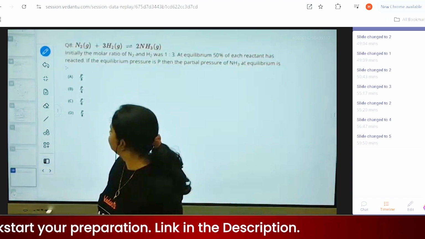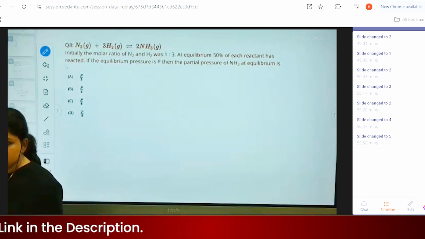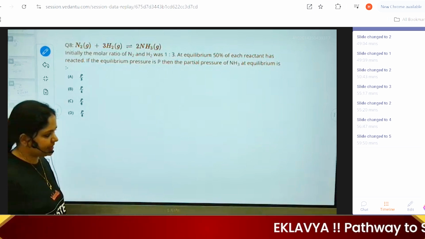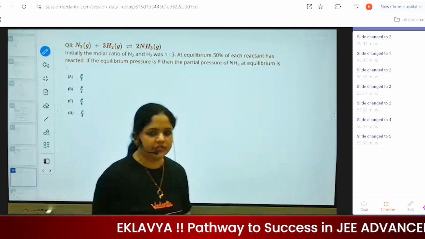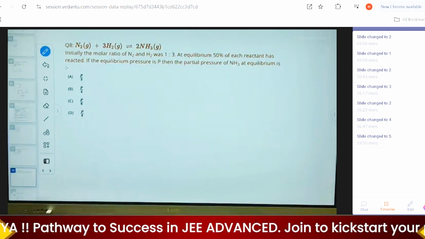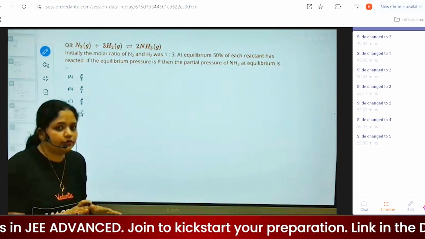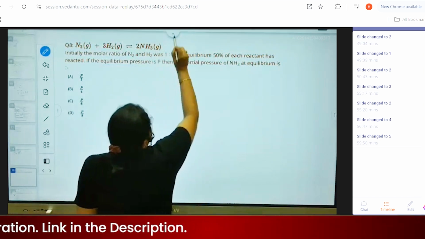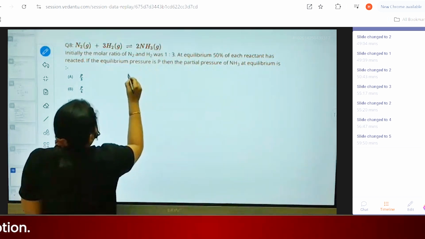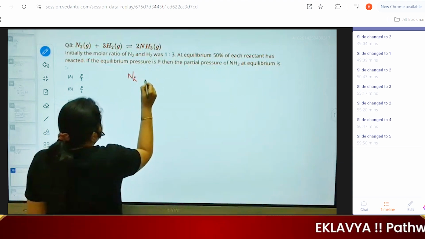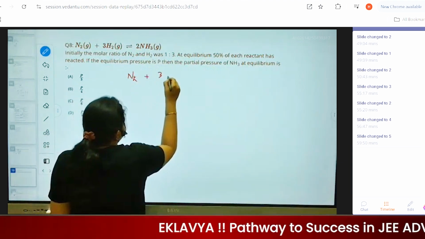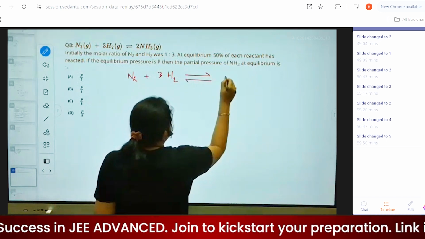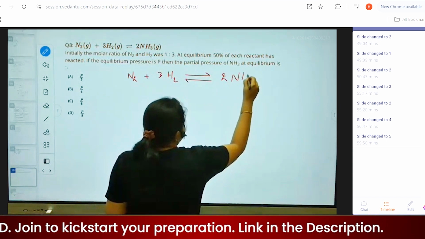Question number 8. In this one, N2 plus 3H2 gives rise to ammonia. So this is basically the formation of ammonia. They have given that the initial molar concentration of nitrogen and hydrogen is 1:3. Let's write on that. So first I will write N2 plus 3H2 gives rise to 2 moles of ammonia.